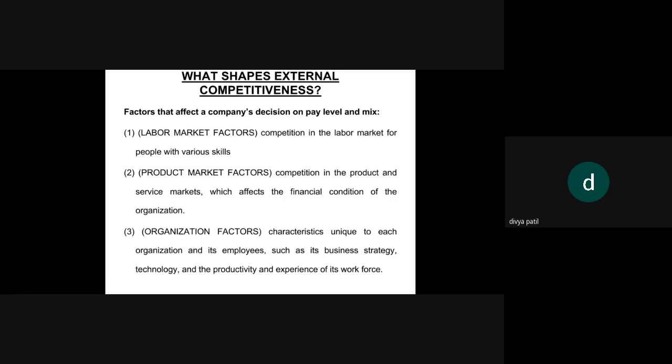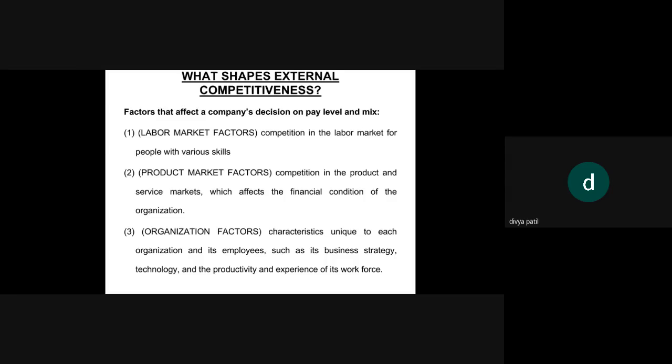Okay. Now, as I was telling you people, why we have to control the cost, and why we have to retain the employees in the organization so they shouldn't switch to your competitors. It is because there are certain external factors shaping the competitiveness of any organization. What are those factors that affect the decision with respect to the pay level and what pay mix has to be considered in the organization?